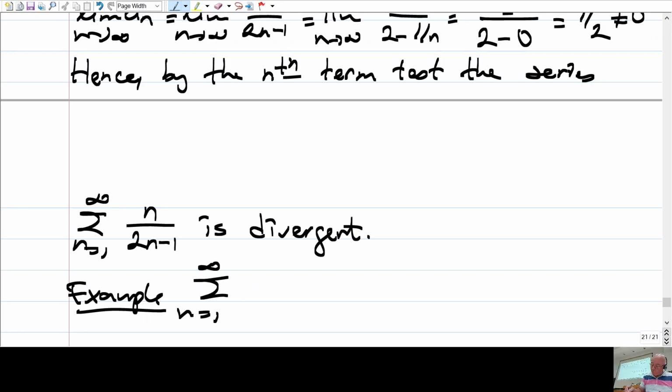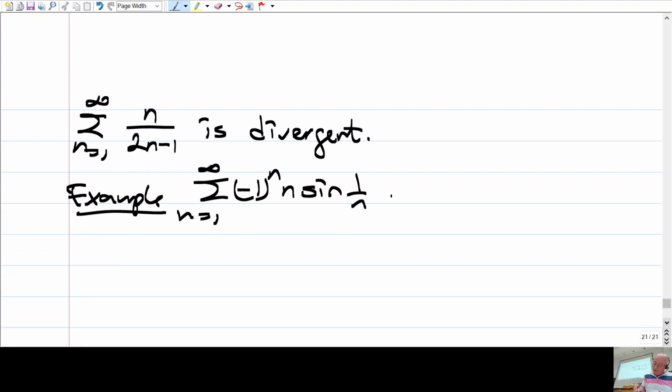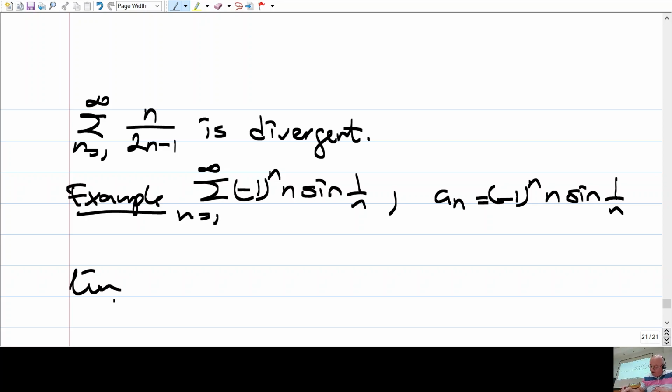Again, the sum over n from 1 to infinity of minus 1 to the power n times sine 1 over n. Is this convergent or not? Well, here a_n is minus 1 to the power n times sine 1 over n. Now what happens as n goes to infinity? Well, let's check. I wonder whether this sum is convergent or not. If I add these numbers, will I get a real number, or will it be divergent?